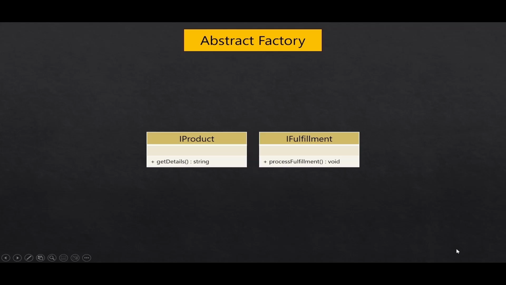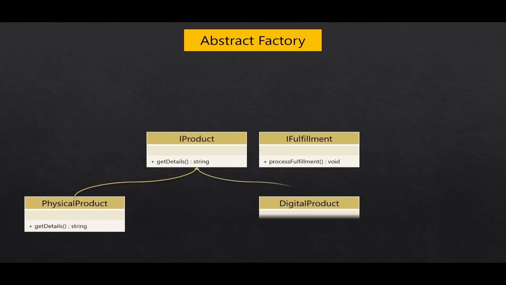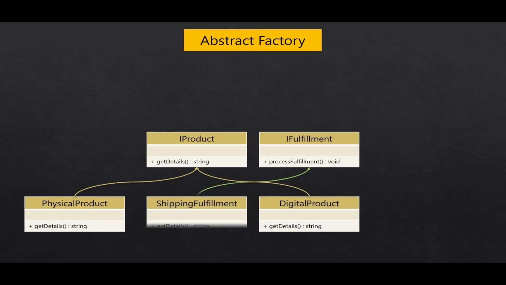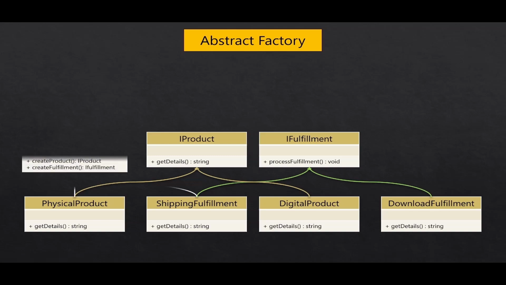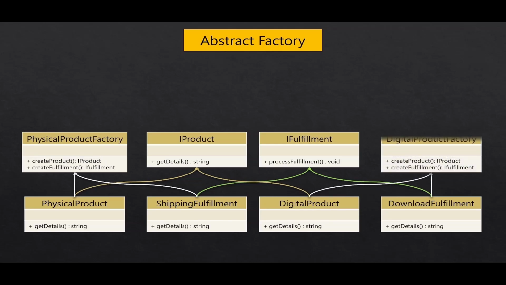Now we want to define two different types of products, physical product and digital product. The fulfillment for these products will be different. For physical product, we will have shipping type of fulfillment, and for digital product we will want download type fulfillment. To manage a particular type of product, we will create their corresponding factory classes. For physical product, we will create physical product factory, and for digital, we will create digital product factory.